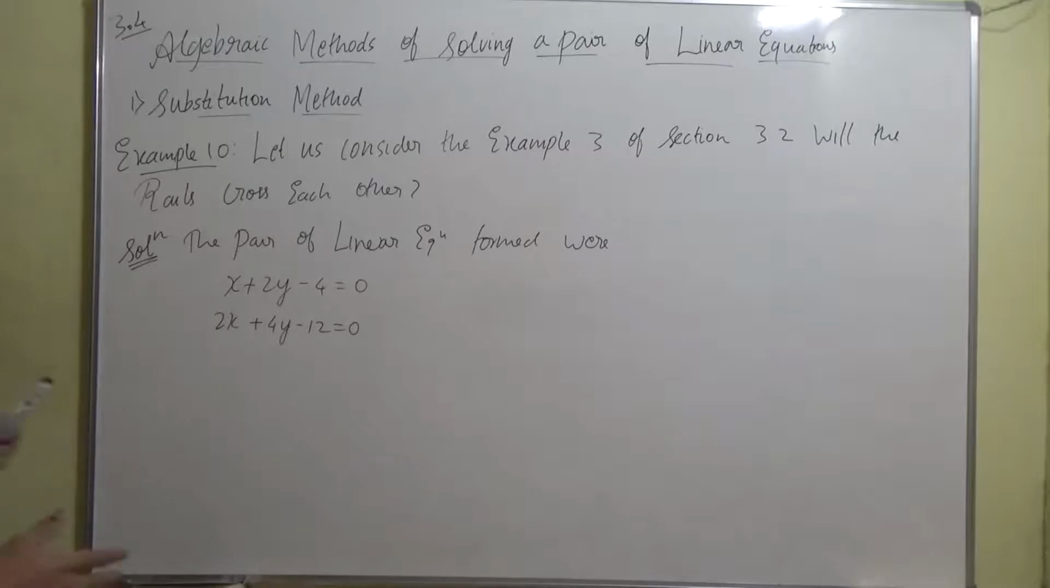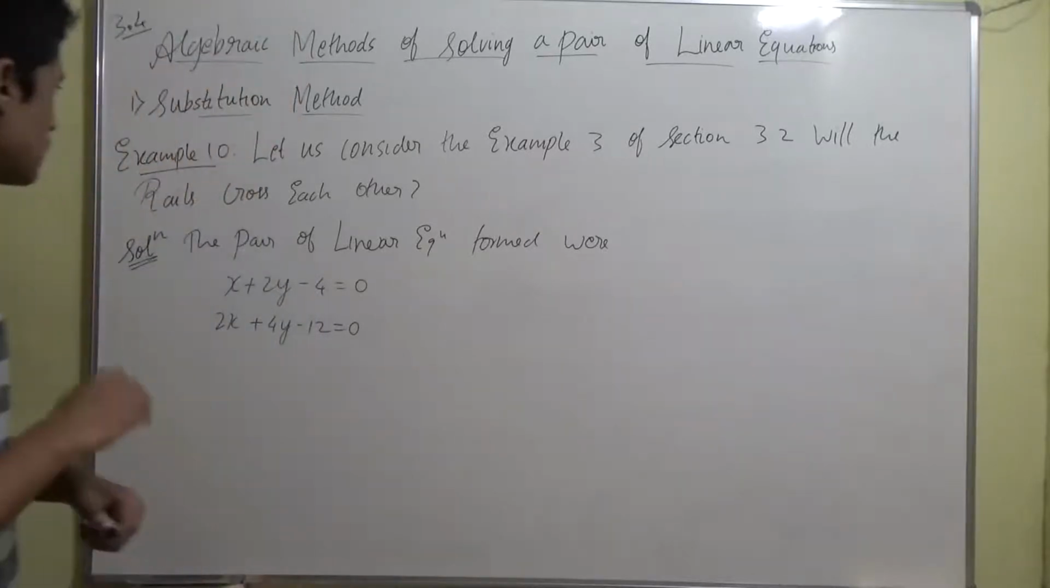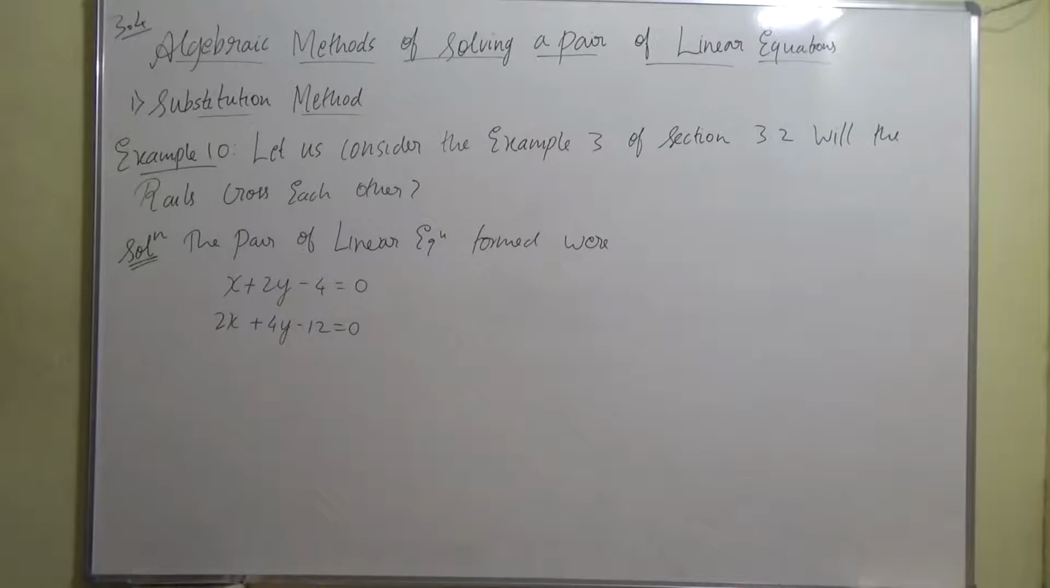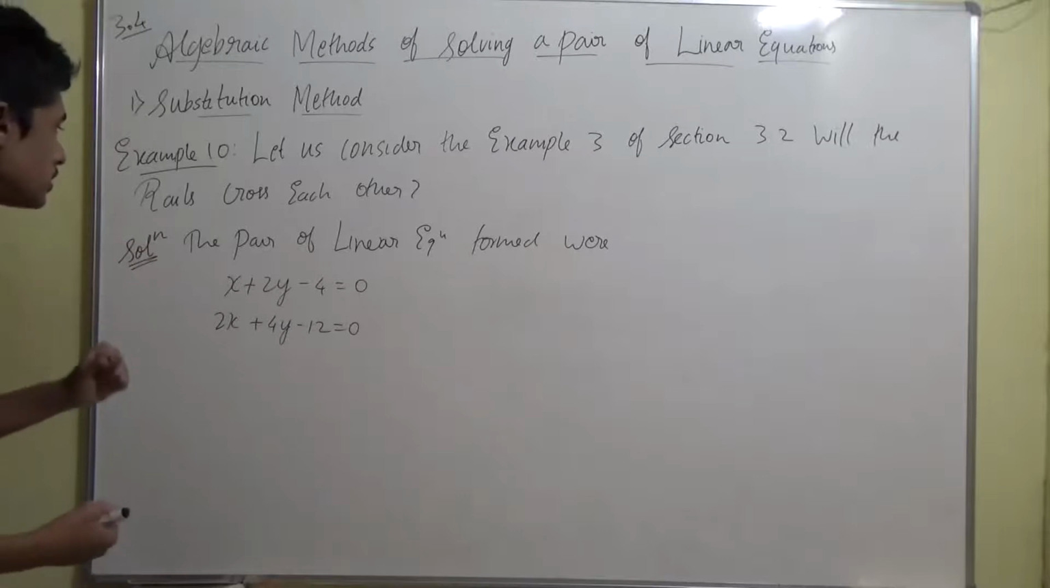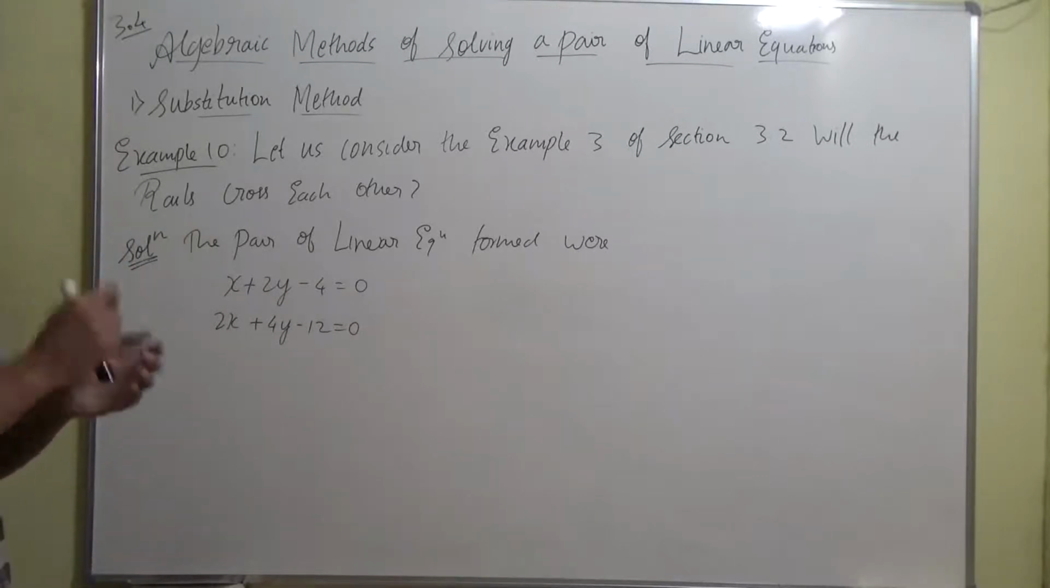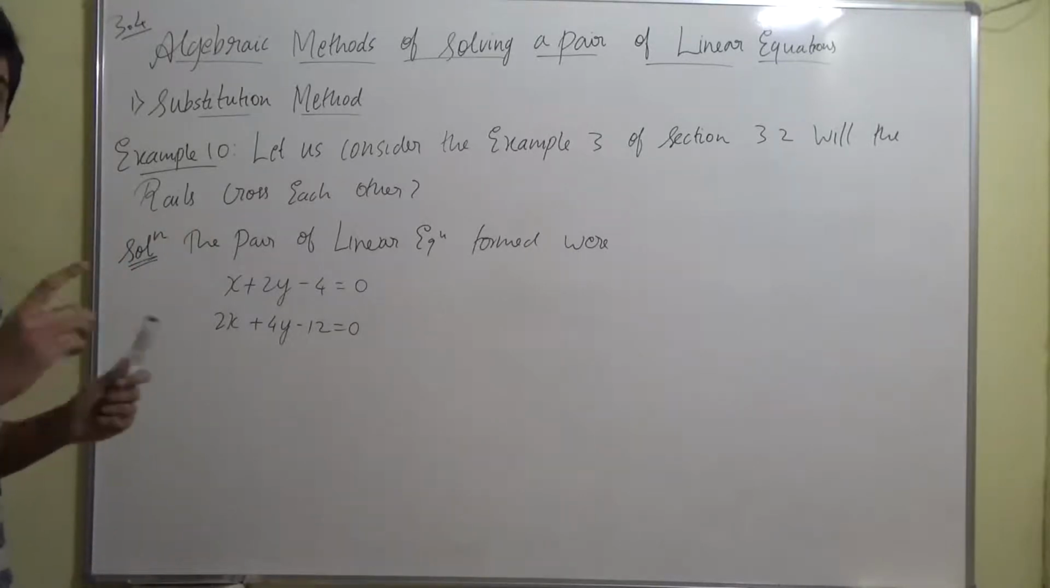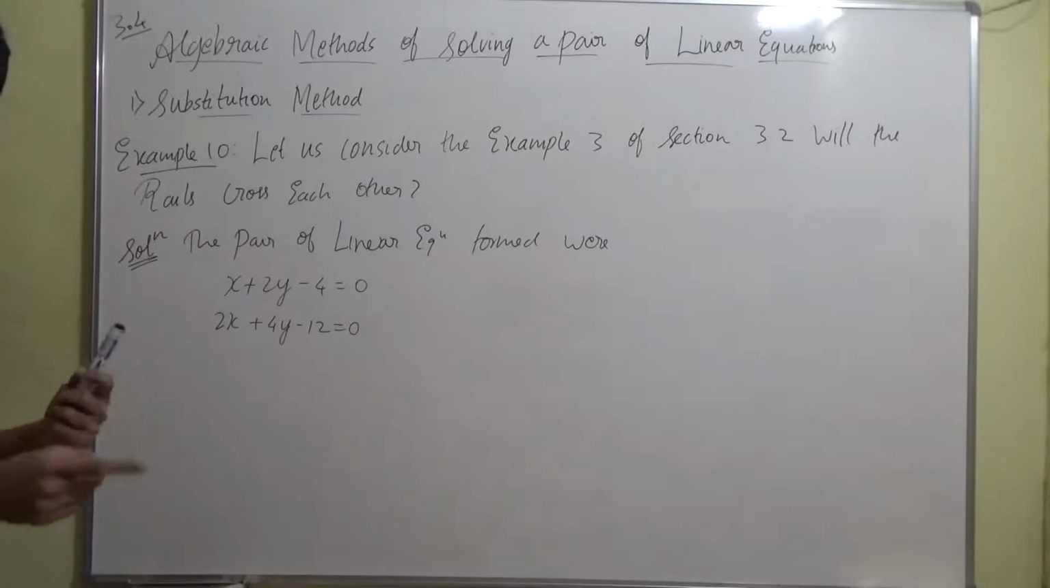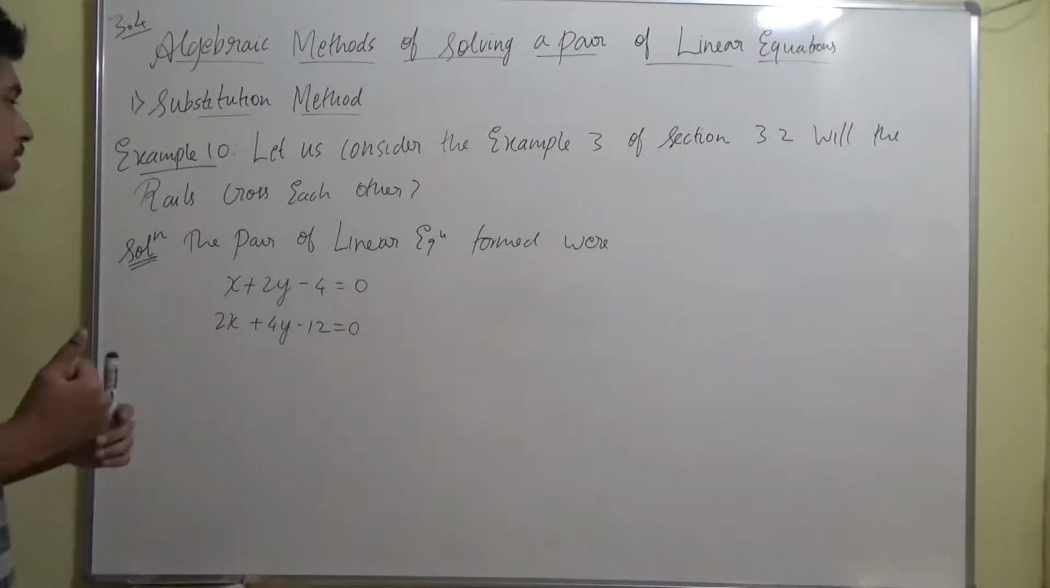So guys, now let's go to the next example, that is example 10. In example 10, they have given us: let us consider example 3 of section 3.2, will the rails cross each other? Okay, guys. So they have given us the pair of equations. We have to tell whether the lines will cross each other. When will the rails cross each other? When they have a unique solution, that is when the equations are consistent.